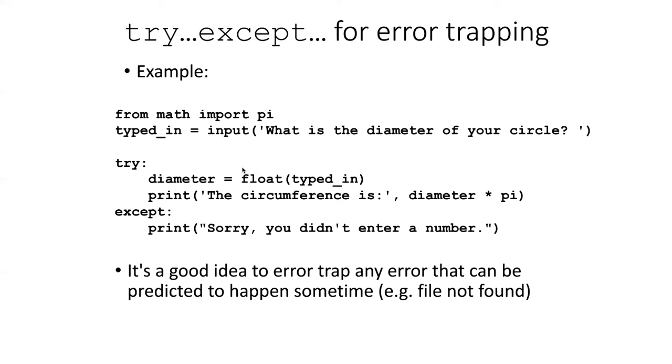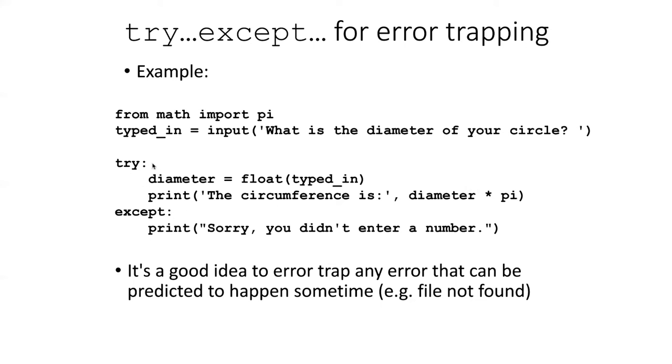So what we want to do in that case is to gracefully handle this. Instead of having the program crash, we want it to say, sorry, you didn't enter a number. On the other hand, if the characters they typed in can successfully be turned into a floating point number, then we assign it to the variable diameter, and then we print out the circumference is, and then print their diameter times pi.